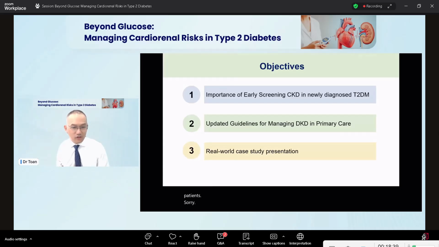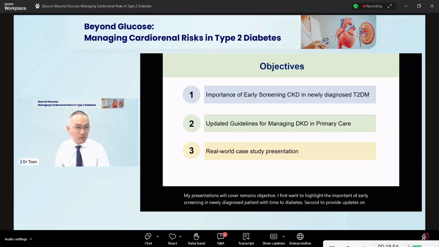My presentation will cover three main objectives. First, to highlight the importance of early screening in newly diagnosed patients with type 2 diabetes. Second, to provide updates on current guidelines for the management of diabetic kidney disease in primary care. And the last one is very important and interesting: to illustrate this concept through a real clinical case from our practice.